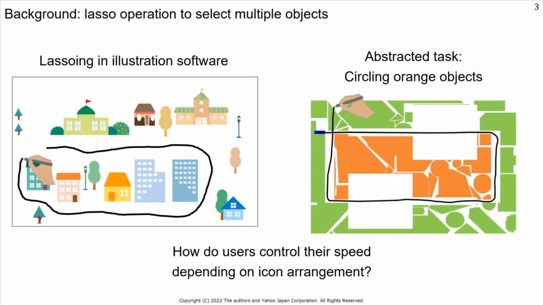Lasso operations are used to select multiple objects on illustration software, note-taking tools, and presentation tools. When users draw a complicated stroke, they have to carefully move the stylus through objects. But how do users decide the movement speed depending on the task conditions? In this study, we used arbitrarily shaped objects to investigate the relationship between task conditions and task completion time.